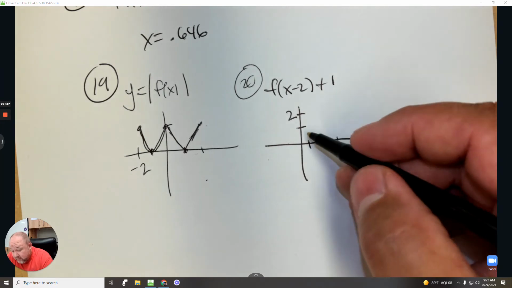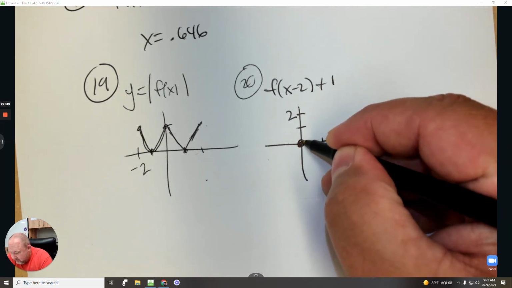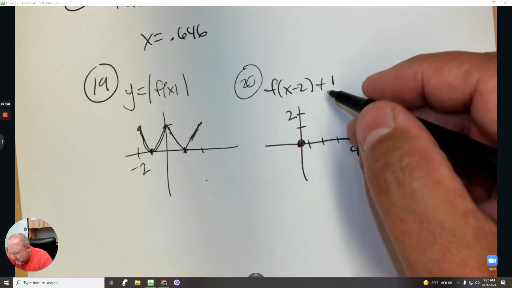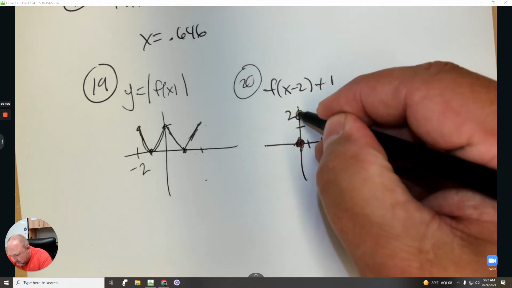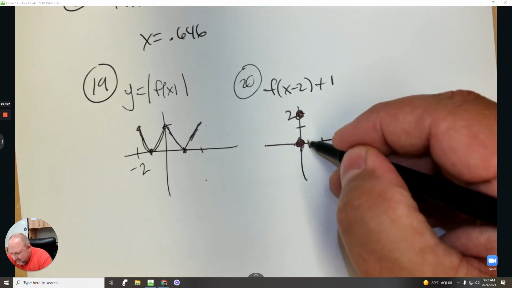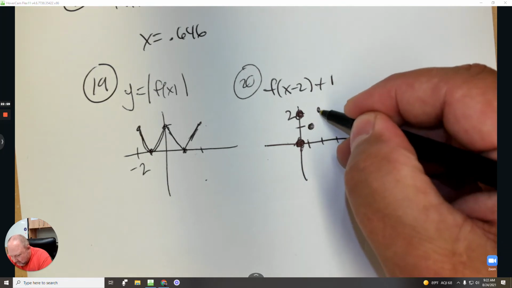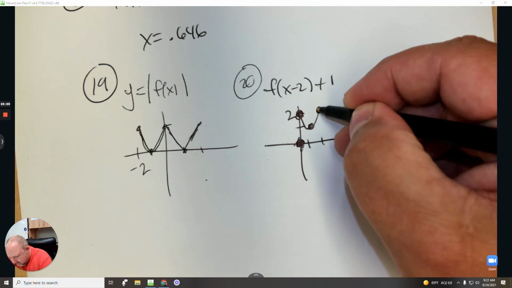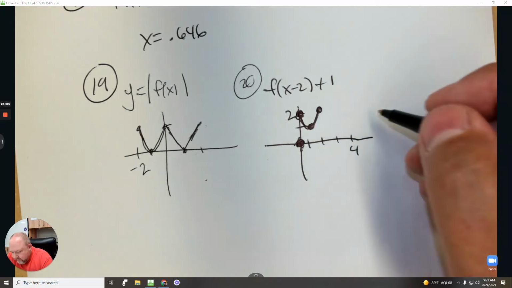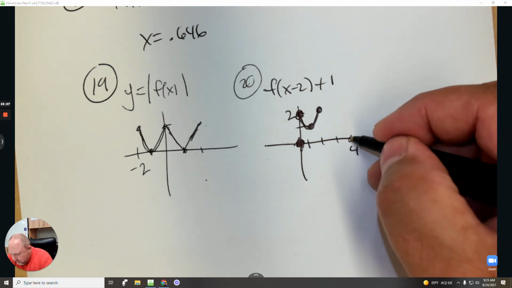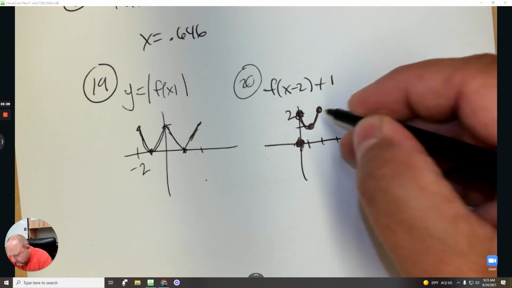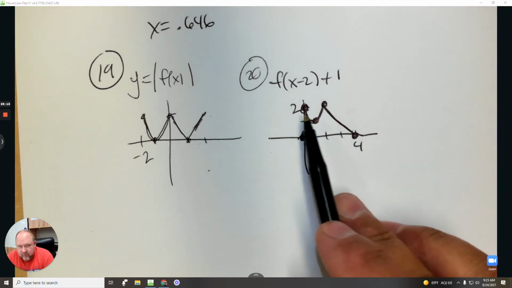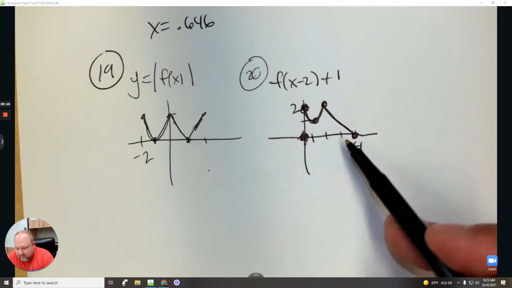All right. So if I shift it to the right, this is where I'm going to start, and up 1. So right here is where I'm going to start. Then here, then here. So it's been shifted to the right 2 and up 1. So there's this part. And then the last one would be right here. And you have it. So this has been shifted to the right 2 and up 1. And that's what it looks like.